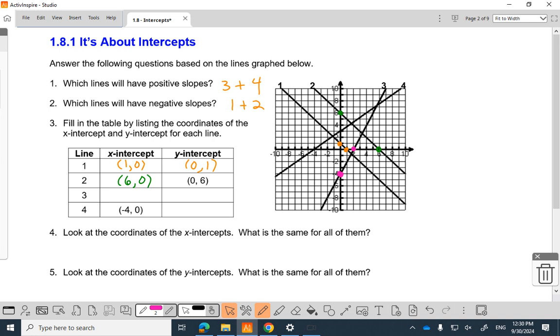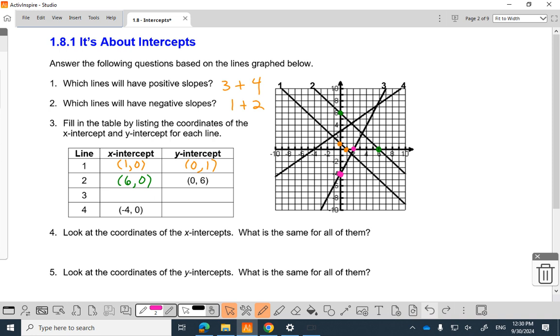-4, yeah, because it's down below 0. Yeah, so -4. That was line 3. That's the x-intercept spot. Oh, yeah, sorry, good catch. I wrote that in the wrong spot.